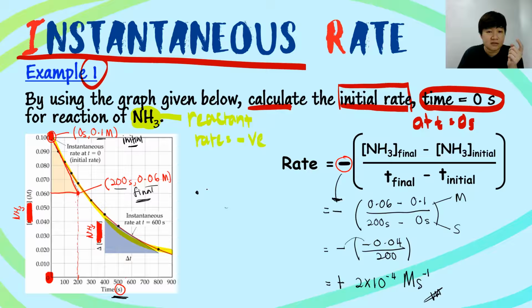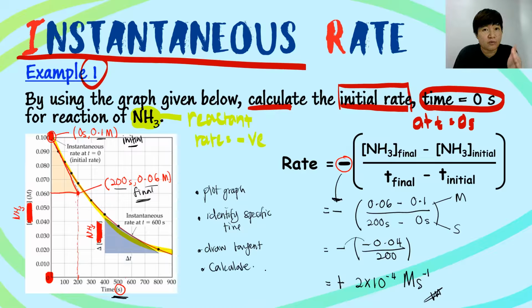First step, the question will give you data, so you plot the graph. After you plot the graph, make sure you identify the time that the question is asking for. Alright? Identify the specific time that you want. And then you draw a tangent. After you draw the tangent, you calculate the tangent. So how do you calculate the tangent? Your x1 minus x2 over your y1 minus y2. Like this. Okay? Then you will get your answer.